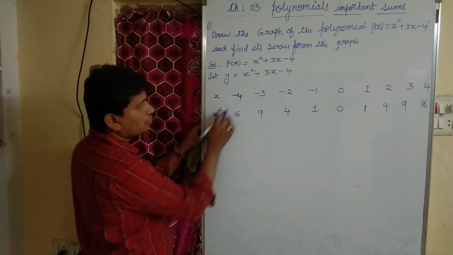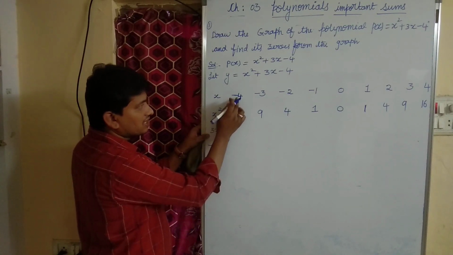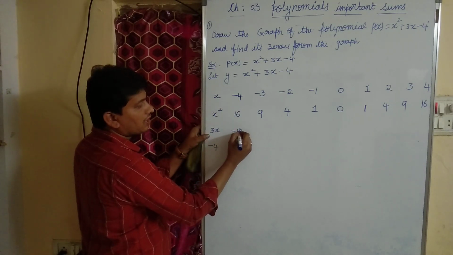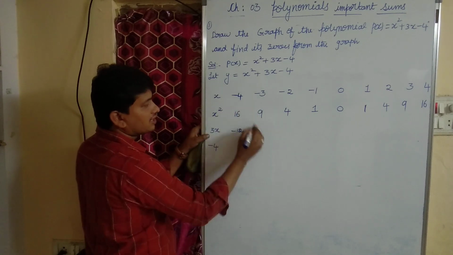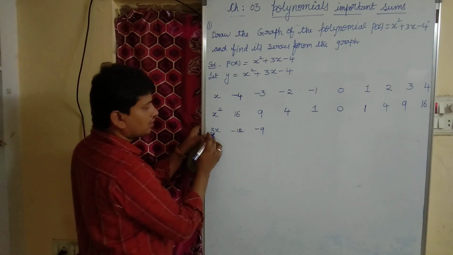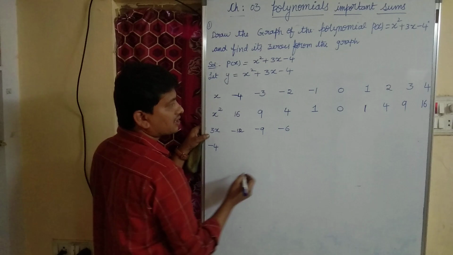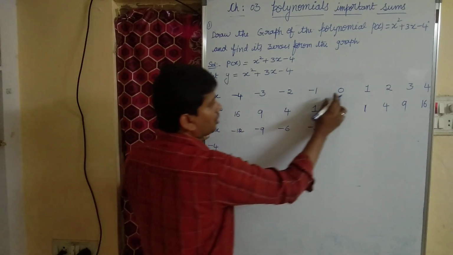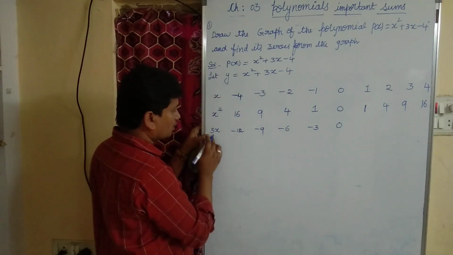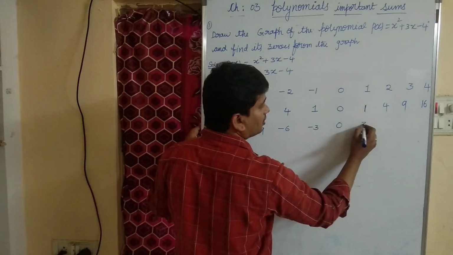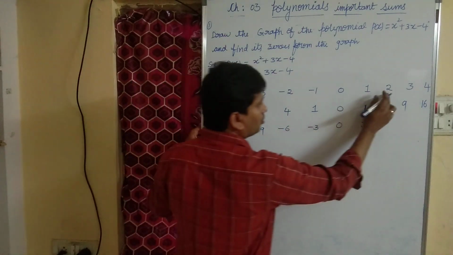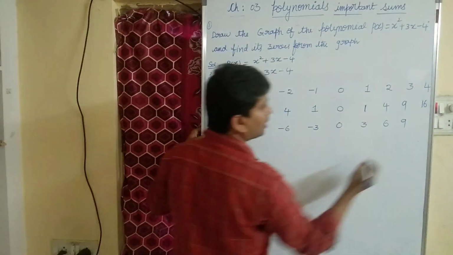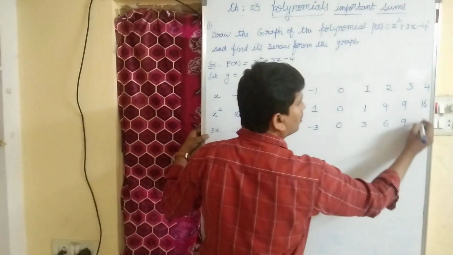I mean 3 into minus 4. In place of x we have to substitute minus 4, children. 3 into minus 4 is minus 12. 3 into minus 3 is minus 9. 3 into minus 2 is minus 6. 3 into minus 1 is minus 3. 3 into 0 is 0. 3 into 1 is 3. 3 into 2 is 6. 3 into 3 is 9. 3 into 4 is 12.